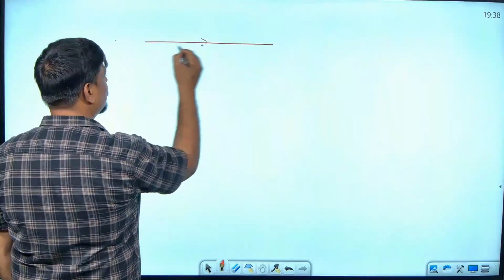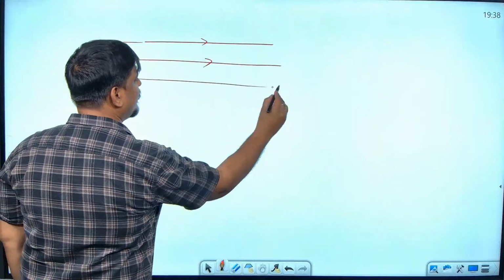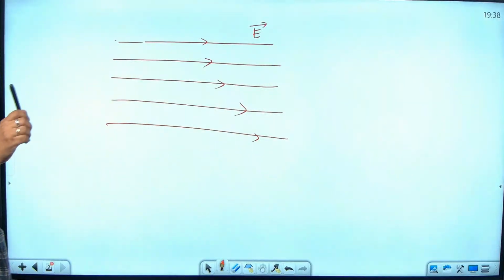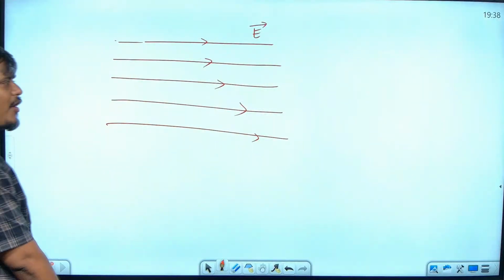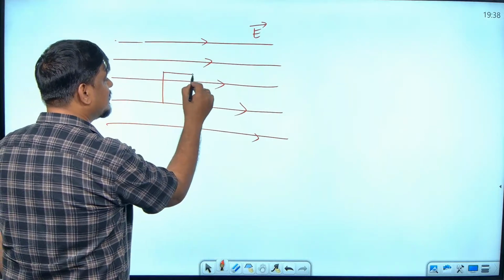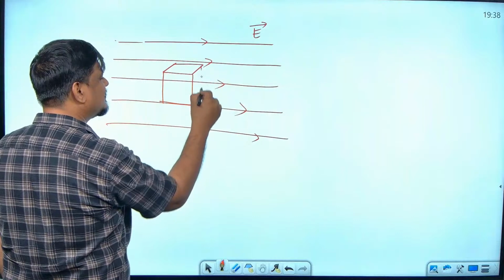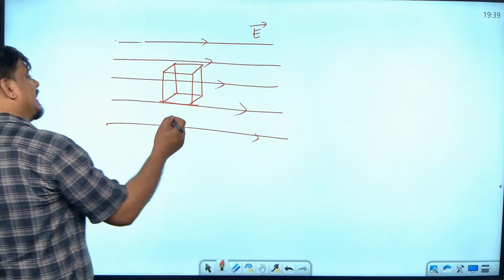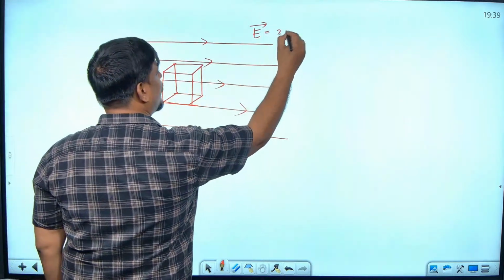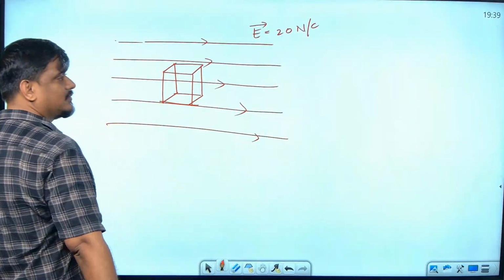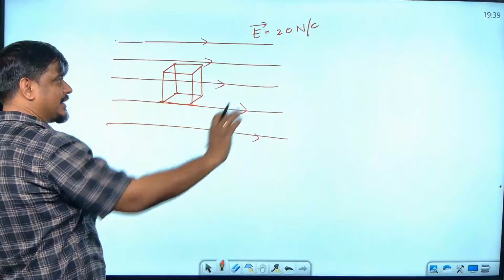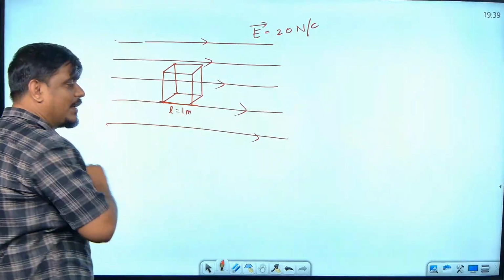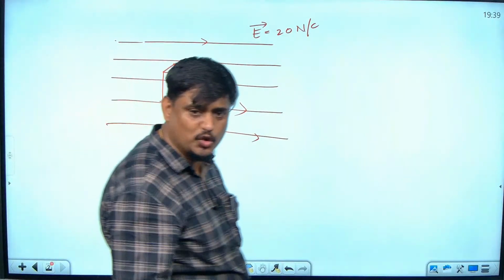So, let me assume there is an electric field like this. A uniform electric field, having value E vector. Mind my words, uniform electric field. In this uniform electric field, I am placing one cube of side length. Let me give it as a question. So the electric field is 20 Newton per Coulomb in this direction, the X direction. And this cube is having a side length of 1 meter. So a 1 meter by 1 meter by 1 meter cube is there.